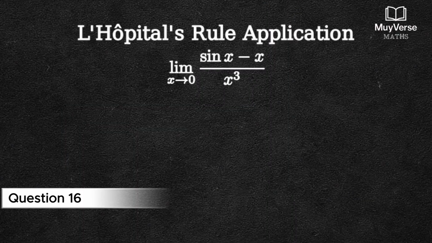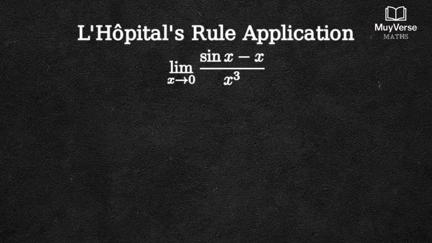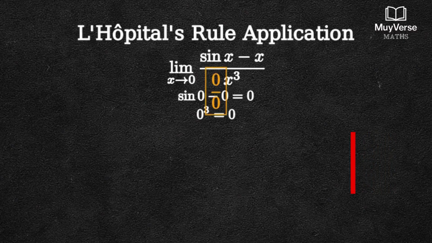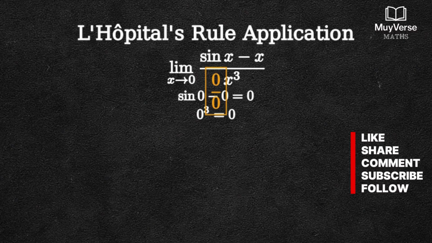The limit as x approaches 0 of sine x minus x, over x cubed. We'll solve it twice, first by repeated L'Hospital's rule, then by a Taylor series visual cue. First, check the form. At x equals 0, sine 0 minus 0 equals 0, and 0 cubed equals 0. So we have 0 over 0, an indeterminate form. We may use L'Hospital's rule.